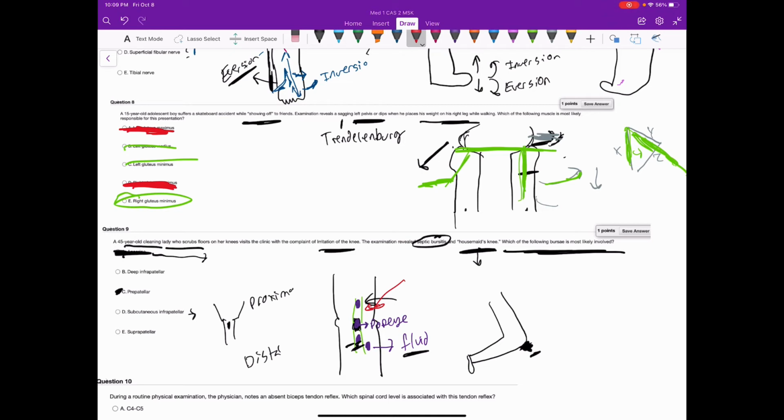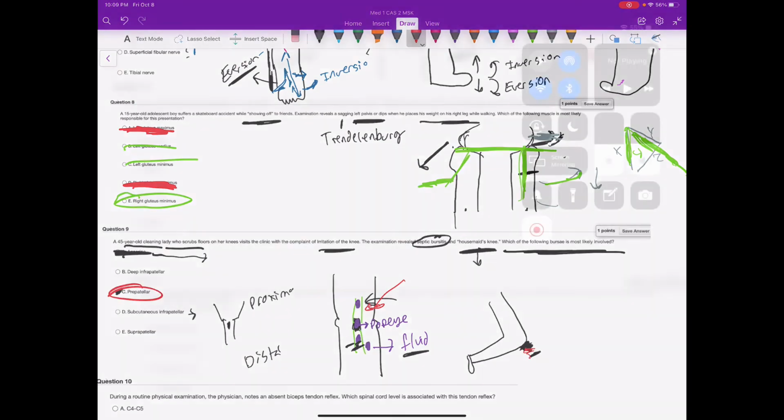Well, you could get an infection and it's going to spread to the knee joint. That would be suprapatellar bursitis. But housemaid's knee, what we talked about, is prepatellar.